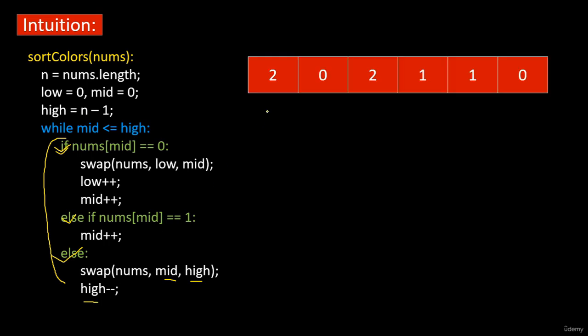Let's see it one more time. Let's say we're given this array. The low pointer points to this first element, the high pointer points to this last element, and the middle pointer points to this first element initially. We see the middle pointer points to 2, so here we're going to swap 2 and 0. So here 2 and here 0. We're swapping, and we're moving the high pointer to the left. We see middle points to 0, so we're going to swap 0 and 0, that is 0. Then we're going to move low here and middle here.